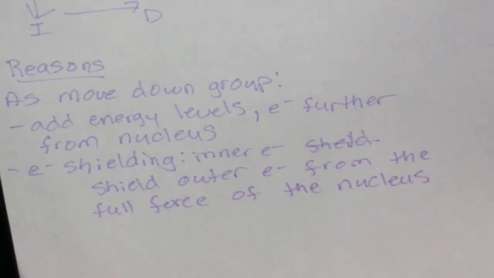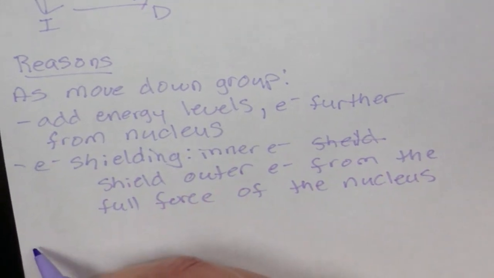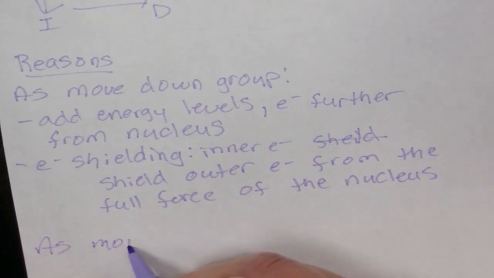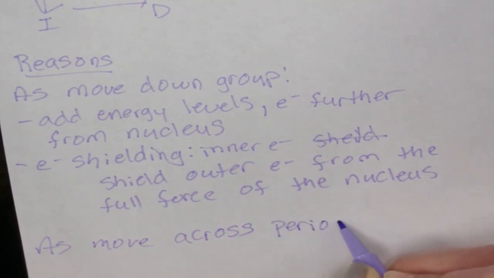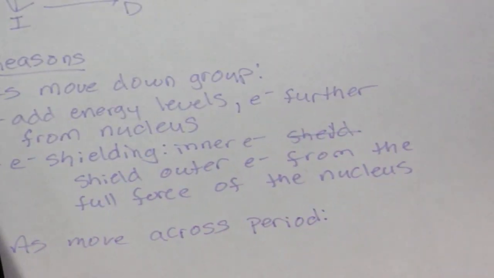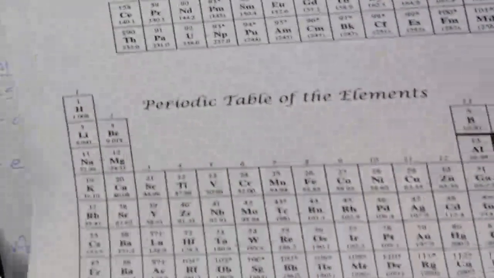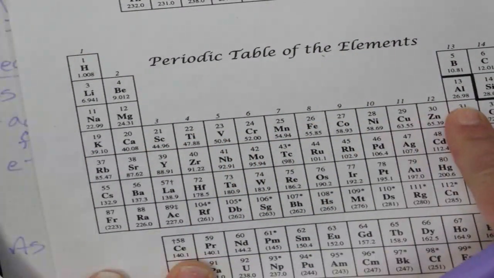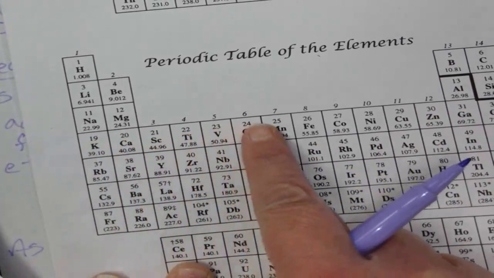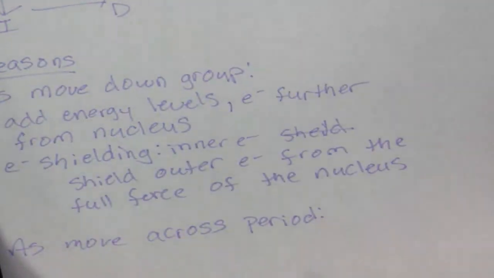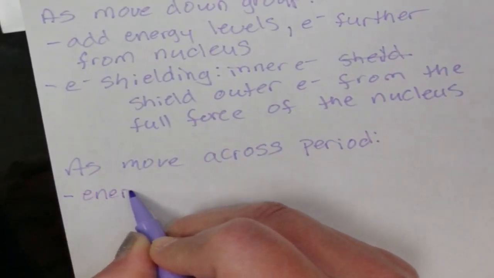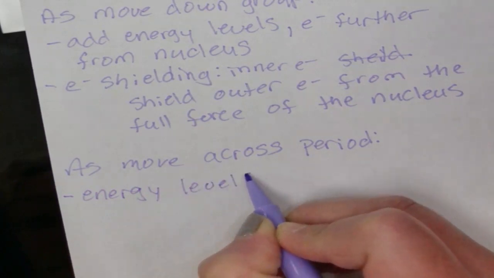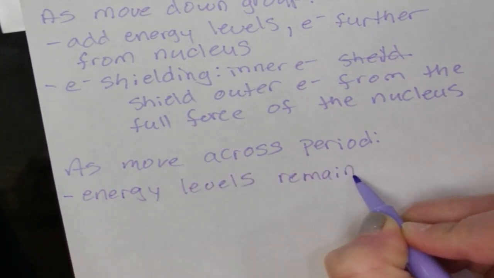All right, so let's talk about as we move across a period. So here's our other one. And what have we learned about as we move across a period? As you move across the period, the number of energy levels remains the same. We are simply adding protons. So as we move across a period, energy levels remain the same.